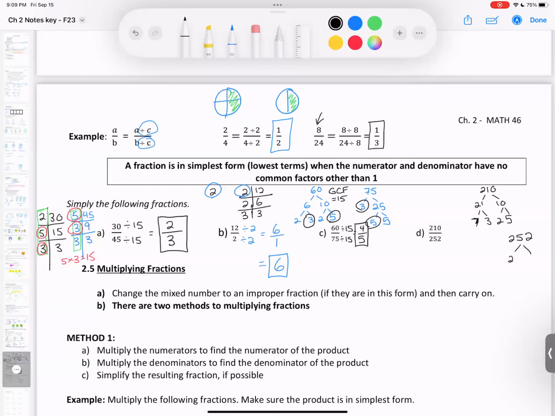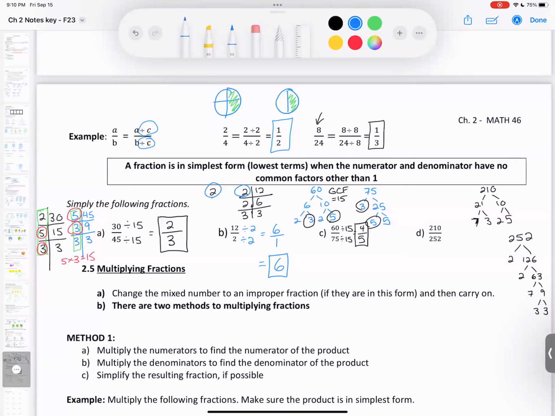Well, 252 would be 2 times what? 252 divided by 2 is 126. 126 would be 2 times 63, I believe. And 63 is 7 times 9. And 9 is 3 times 3.